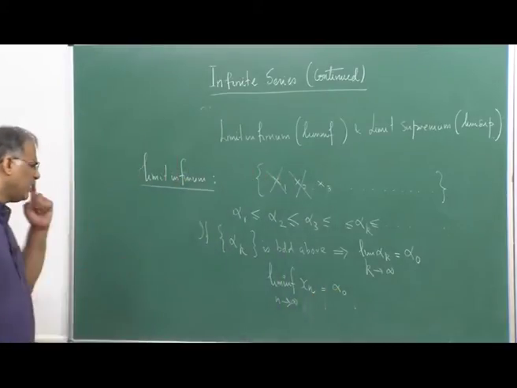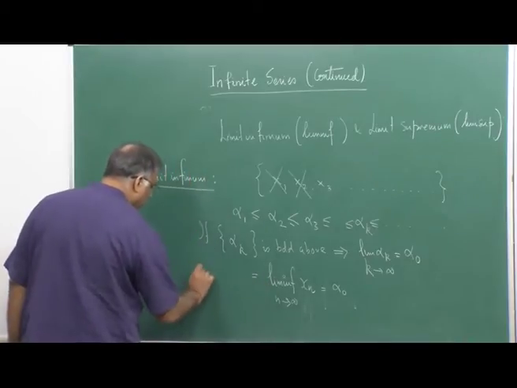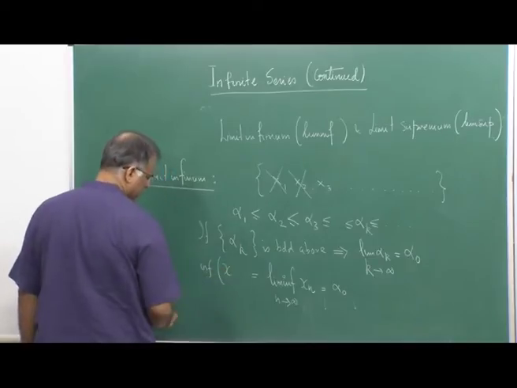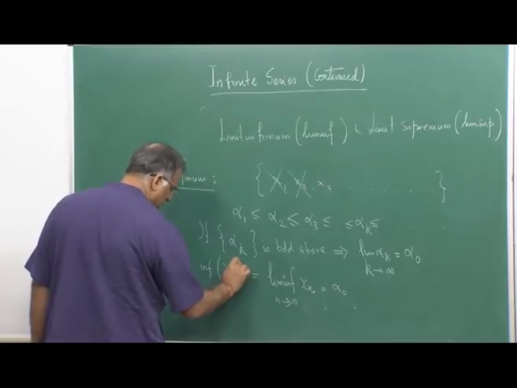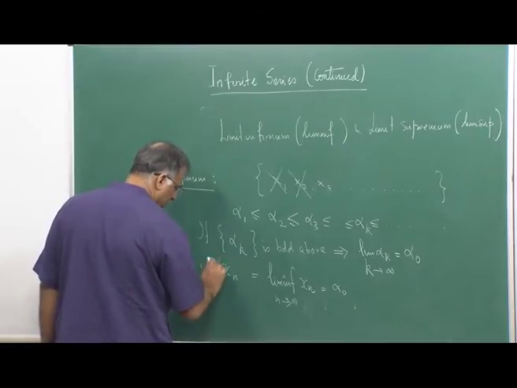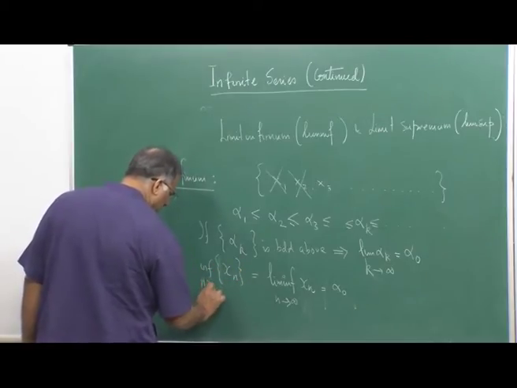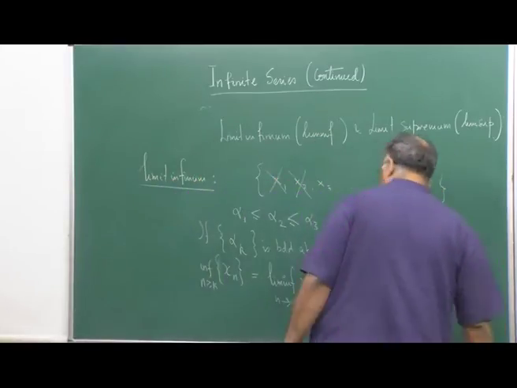So, what operation have I actually done? I have done the following operation. I have taken the infimum of x_n where n is greater than or equal to k. So, it starts from k and above.